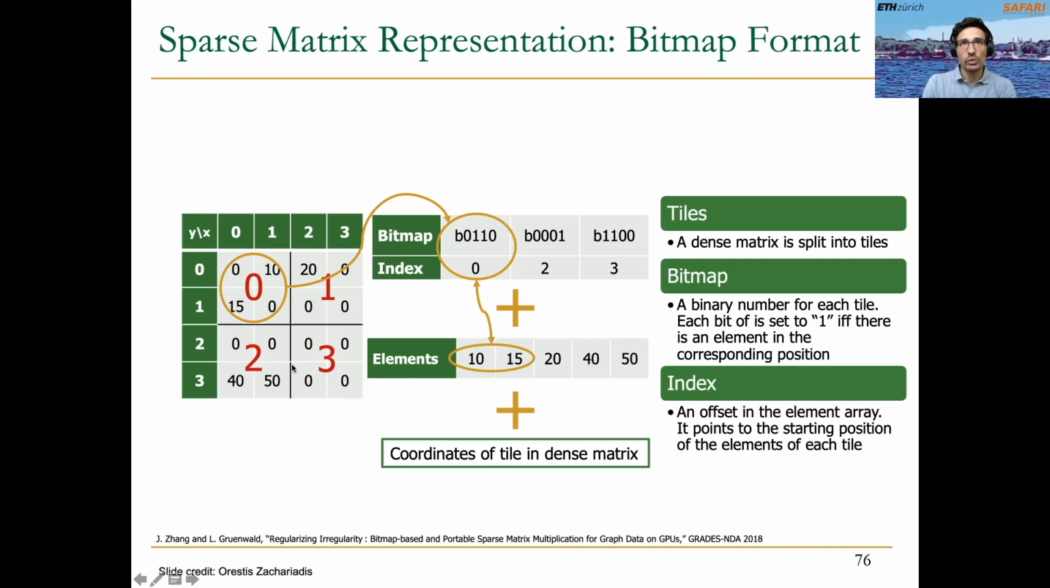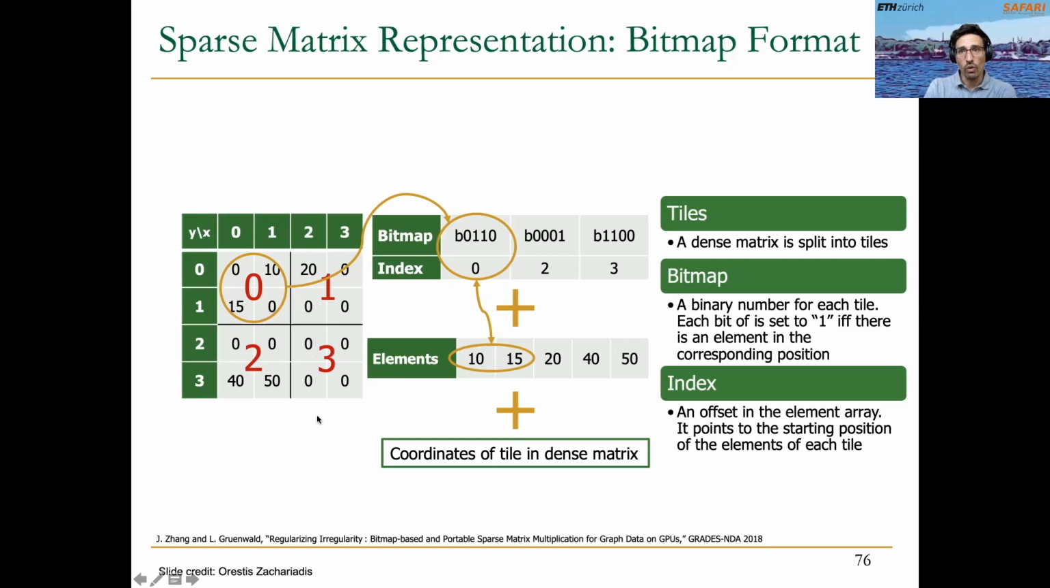This is our input matrix. Observe that we divide this input matrix into 4 tiles, 0, 1, 2, and 3. Then for each of the tiles, we create a bitmap based on the elements of this tile that are non-zero. The first element is 0, so this first bit is 0; the next element is non-zero, so this bit is 1; this element is also non-zero, so the next bit is 1; and the last element is a 0, so the last bit of the bitmap is 0 as well. So we have one binary number for each tile. Each bit is set to 1 if there is a non-zero value in the corresponding position. And then we also have the array of non-zero values, of course, and we need to keep the coordinates of the tiles in the dense matrix. So this is tile 0,0, this is tile 0,1, this is tile 1,0, and this is tile 1,1.